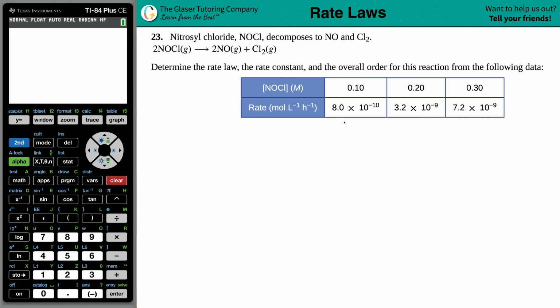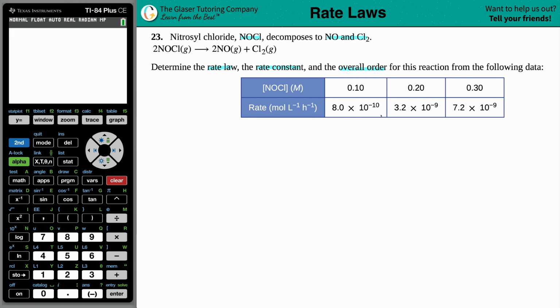Number 23. Nitrosyl chloride, which is NOCl, decomposes to NO and Cl2 as per this balanced equation: 2 NOCl gas will decompose into 2 NO gas plus Cl2 gas. Determine the rate law, the rate constant, and the overall order for this reaction from the following data. And they give us a beautiful chart.